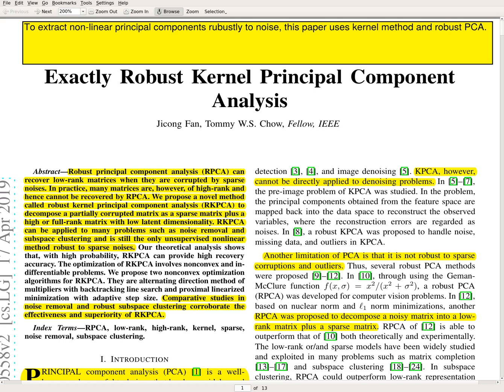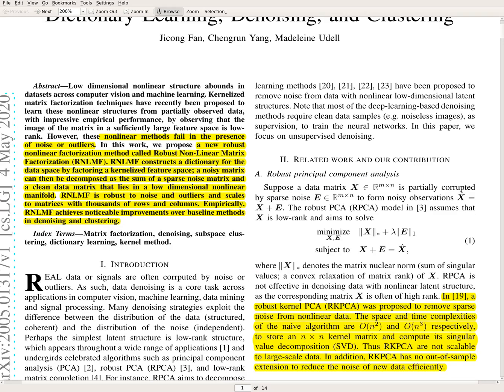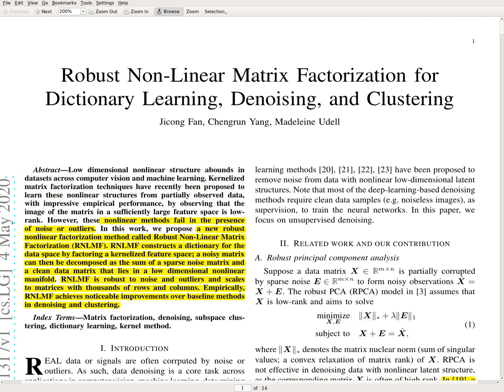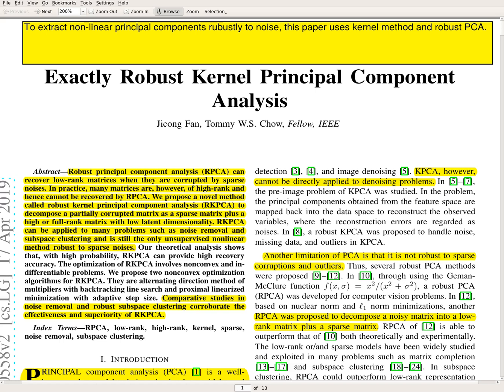To extract nonlinear principal components robustly to noise, this paper uses kernel method and regularization for robustness to noise. This paper is called Robust Kernel Principal Component Analysis. I will also shortly have a look at another paper, called Robust Nonlinear Matrix Factorization for Dictionary Learning, Denoising and Clustering. The second one is sort of a performance speed improvement. But the first one seems to have the principle, sort of the combination of previous papers, to gain the principle of how to do this.